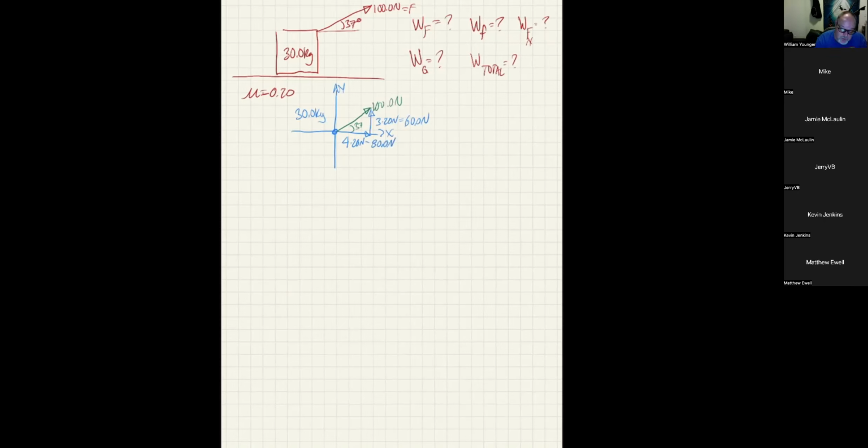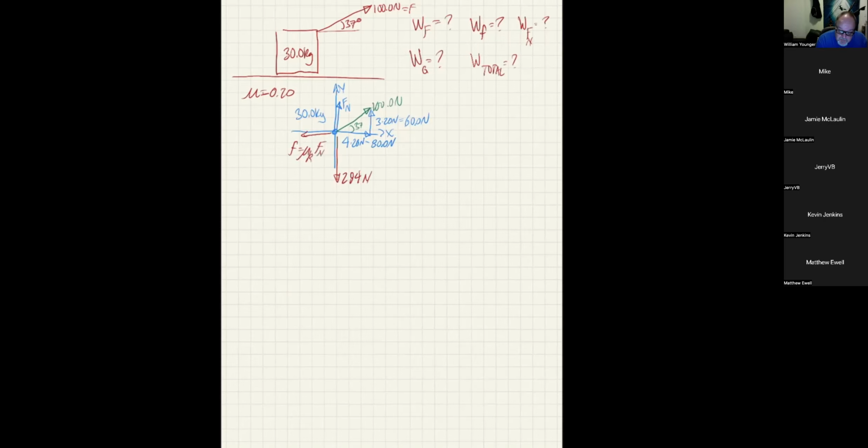I know that there's going to be a normal force upward, Fn. I know that there's going to be a weight pointing downward, and that is 30 times 9.8, which I believe, someone please check me on this, is 294 newtons downward. And in fact, there's going to be a friction force F, which is equal to mu K times the normal force.